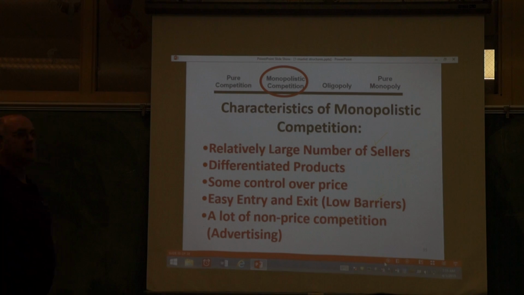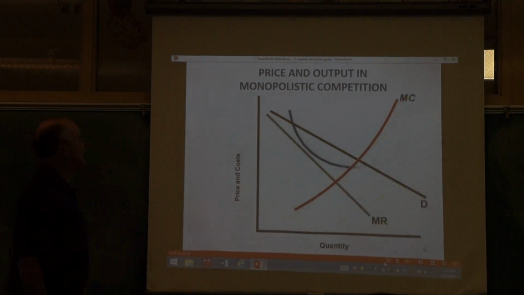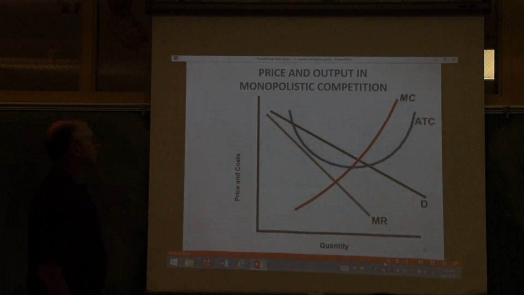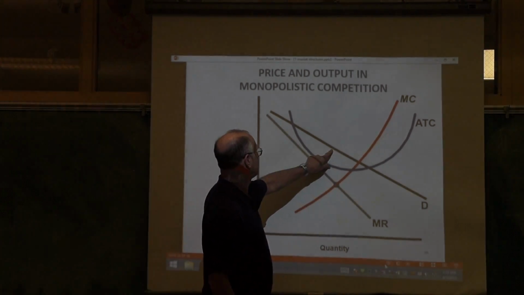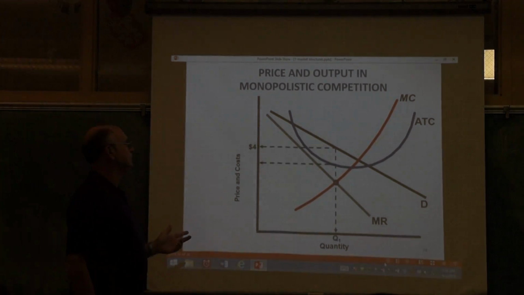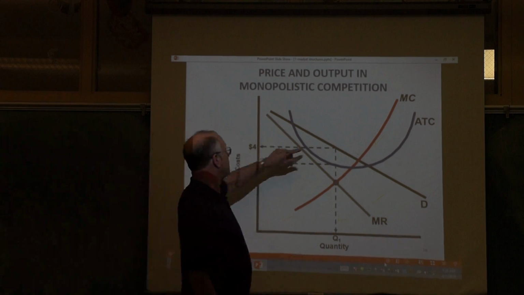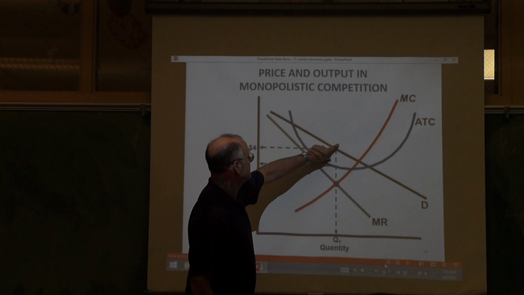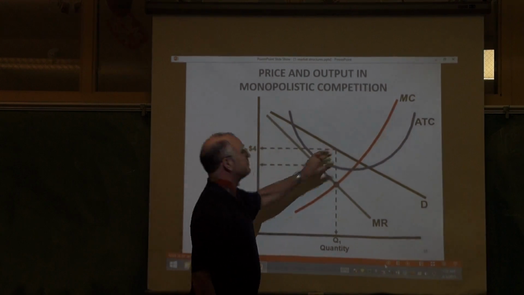That's why this graph's going to look a lot like a monopoly graph. It's going to be exactly like a monopoly graph. Okay. There you go. You find MC equals MR, up to demand for the price, and then down for the quantity. Okay. Now, in this situation, here is your profit box, right? I go up to demand. There's my price. Drop it down to the ATC. Here's my profit box.